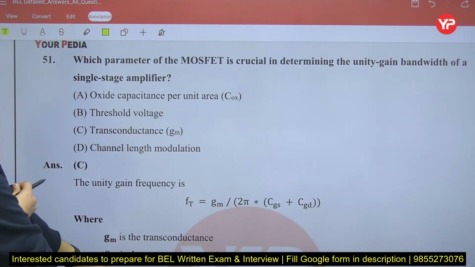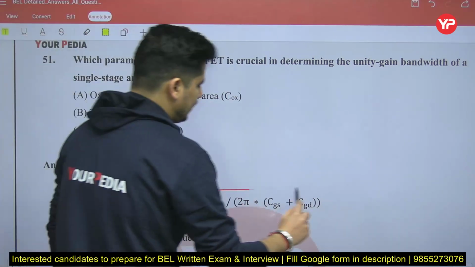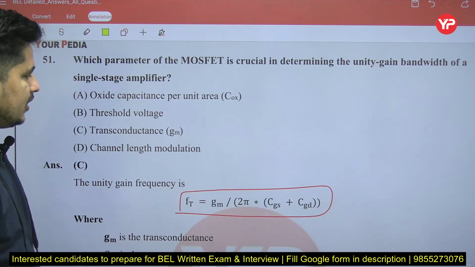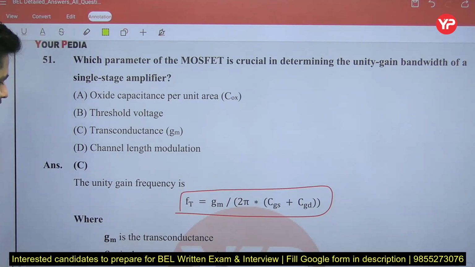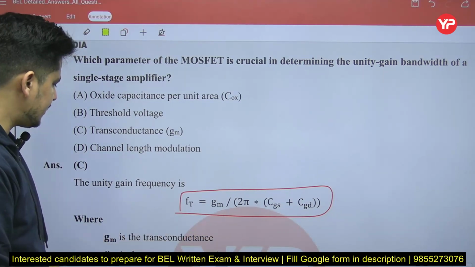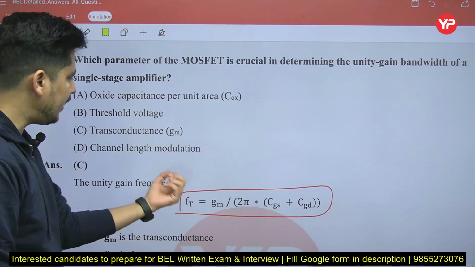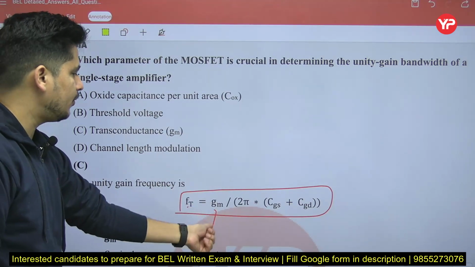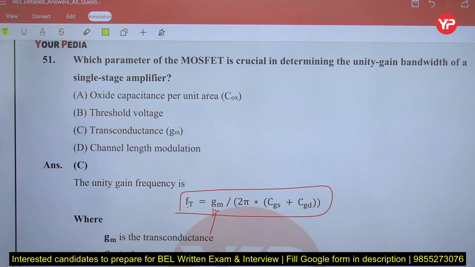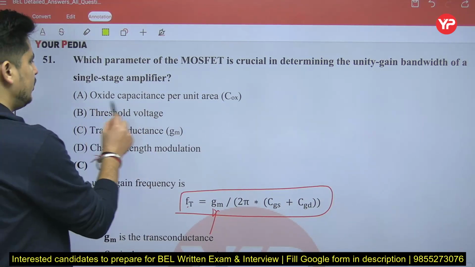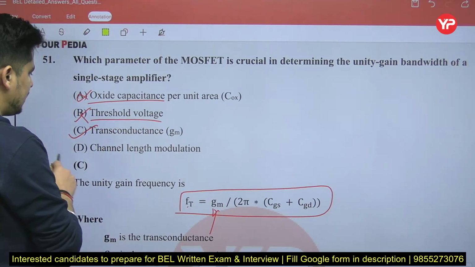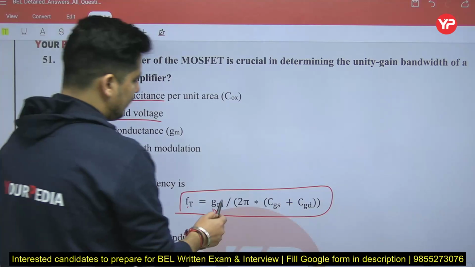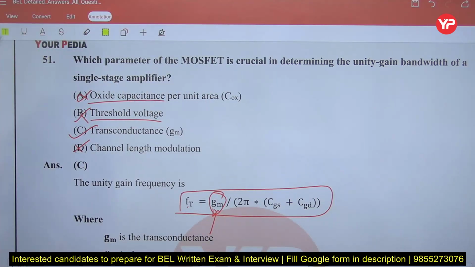Which parameter of a MOSFET is crucial in determining the unity gain bandwidth? See, basically what is the formula for unity gain bandwidth? Ft is equal to Gm over 2 pi multiplied by (CGS plus CGD). CGS is the gate source capacitance. CGD is the gate to drain capacitance. So basically Ft directly depends on Gm. Gm is called the transconductance. So capacitance per unit area does not matter here. Threshold voltage does not matter. Channel length modulation does not matter. It depends on the Gm, which is called the transconductance.